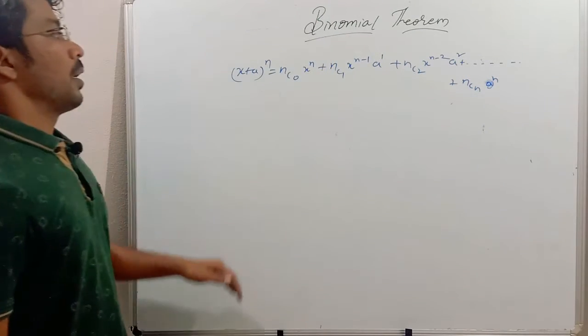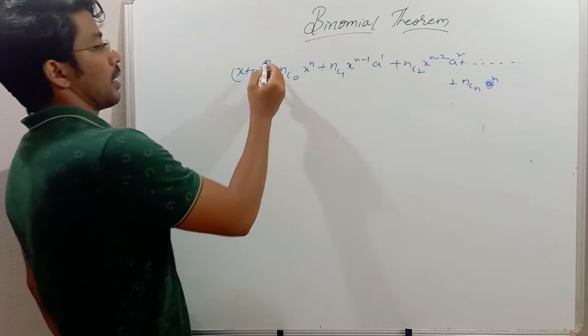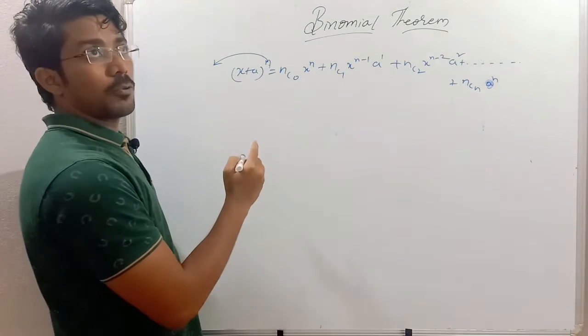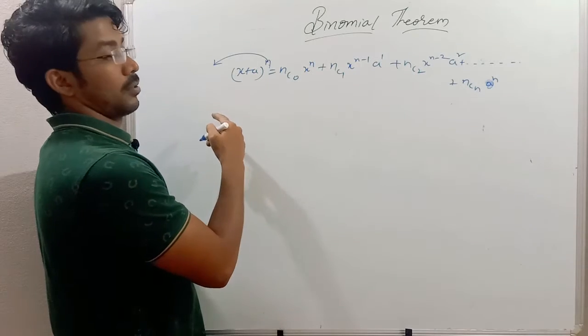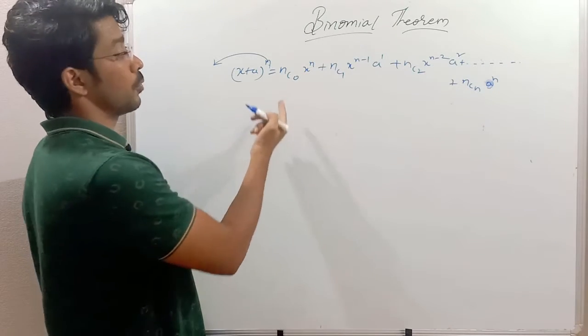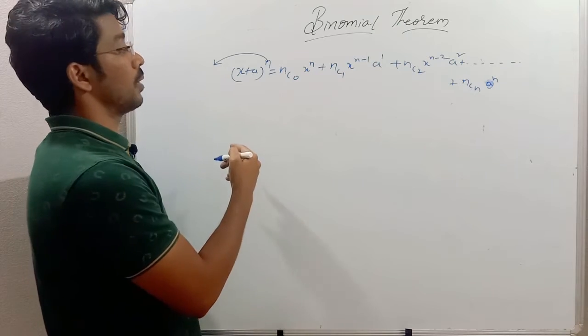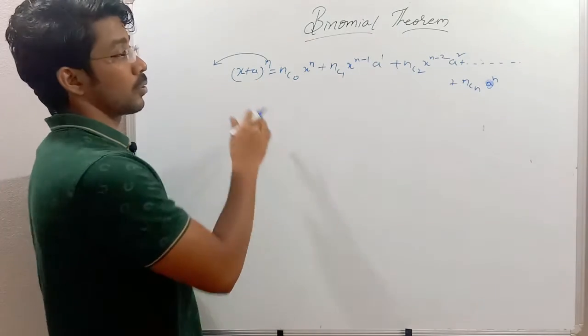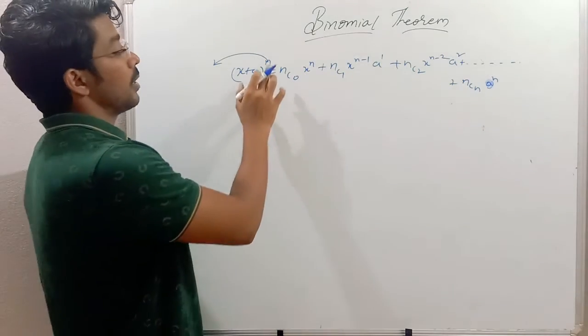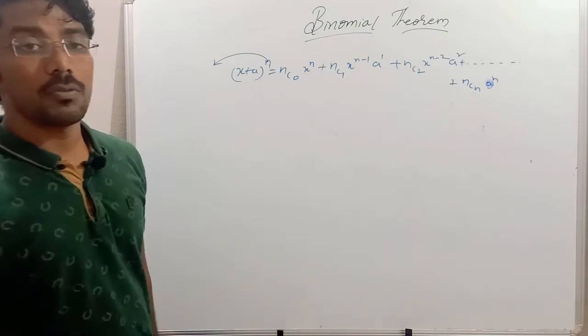So for any positive integral index, that means the index should be positive and an integer. It should be a positive integer number, it cannot be a fraction. So for the binomial theorem to apply, we need the index to be a positive integer.